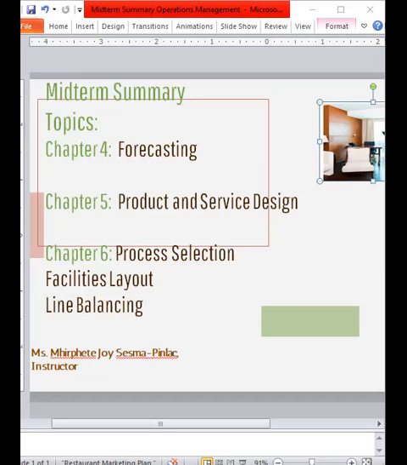There are some guidelines that product and service designers should adhere to, and some of those are give customers the value they expect, make health and safety a primary concern, and consider potential harm to the environment.